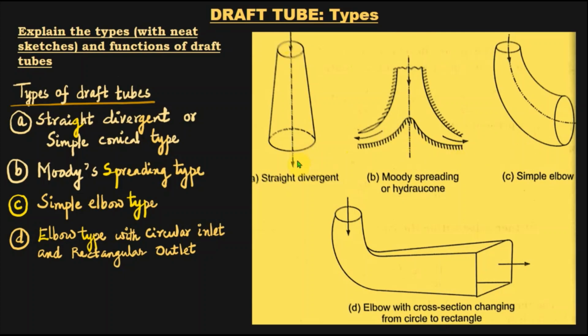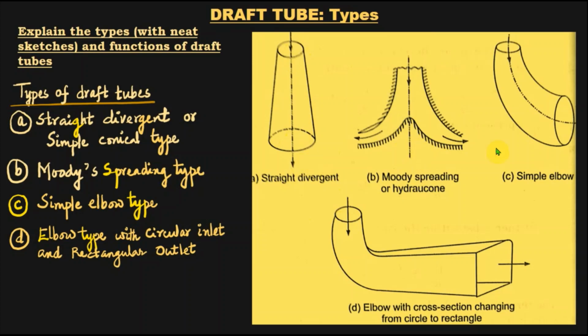See, the first one is a straight divergent type. In the previous schematic diagram, we have used this type of a draft tube. This resembles the shape of a conical frustum. See, from the inlet to the outlet, the area of cross section increases.